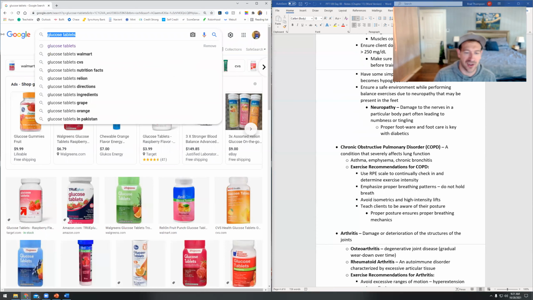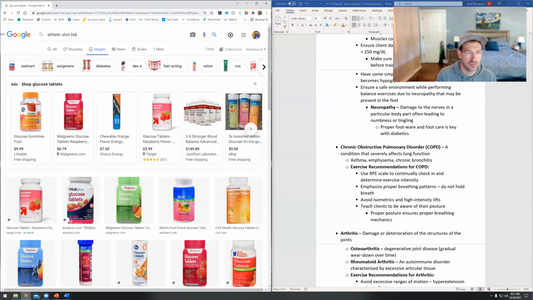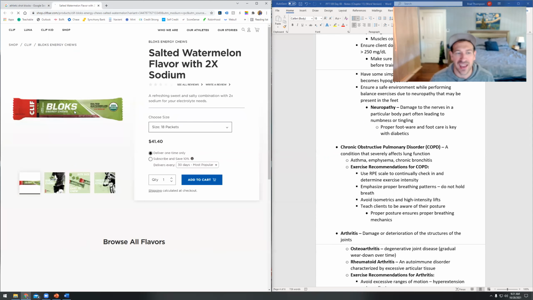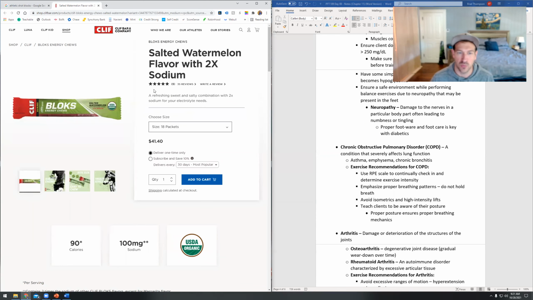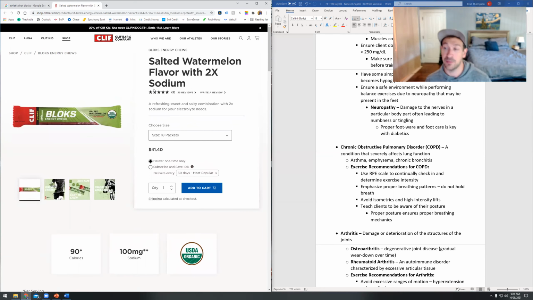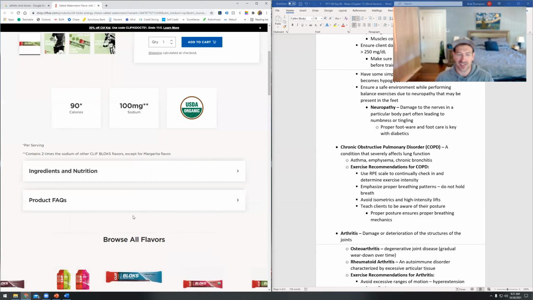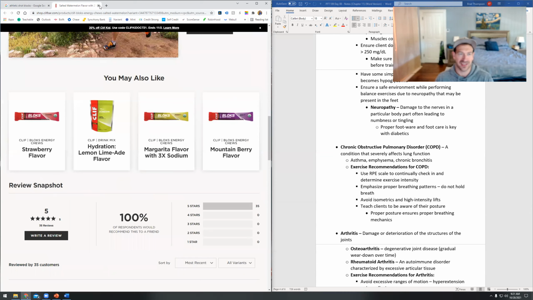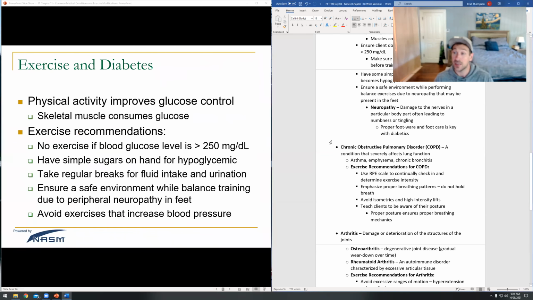One thing you can also get are these things called shot blocks. They're by Clif Bar. But they are these little things right here, and they are basically little glucose tablets with a little bit of extra sodium and potassium in there. So there's also electrolytes. And so you can take these while you are running a marathon or trail running or something like that. And it can be a good source of energy to keep you from cramping up.